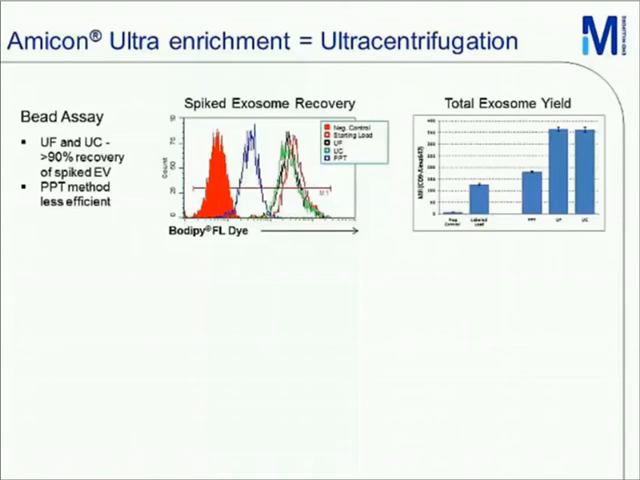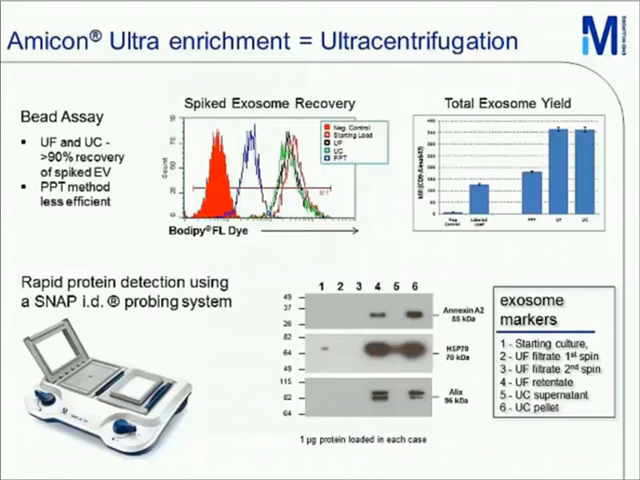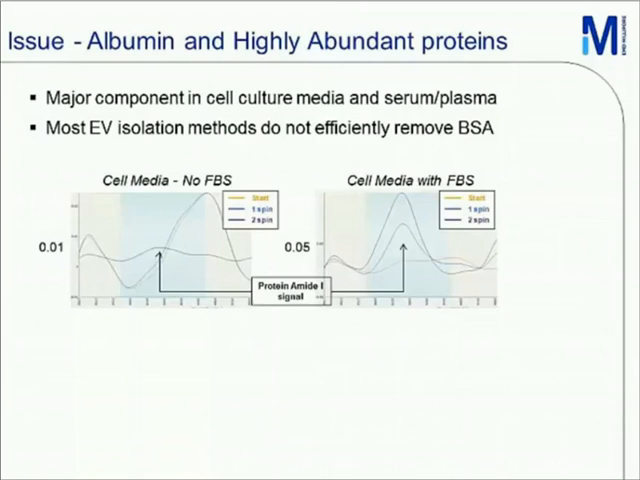Using the SNAP ID for rapid immunoprobing of Western blots via vacuum filtration, we found roughly equivalent levels for 3 known exosomal markers, annexin-A2, HSP70, and ALIX. So we have a method that works well on low protein samples. However, most cell culture conditions and biological fluids have high protein content, specifically albumin. Since albumin is present in such a significantly higher concentration, it can interfere with accurate detection of rare species.